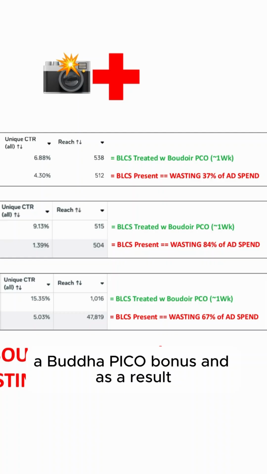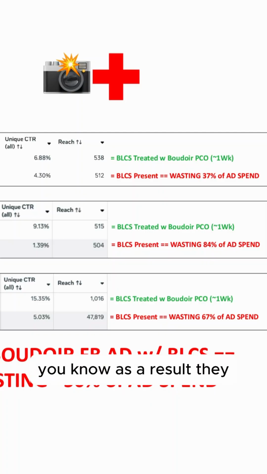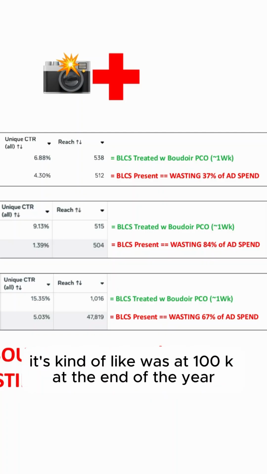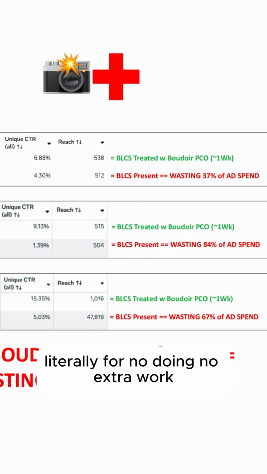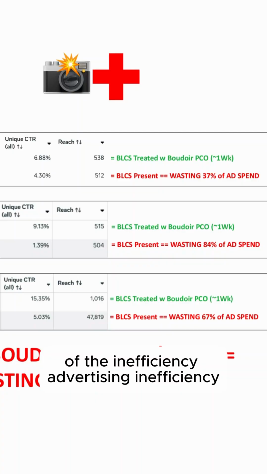And as a result, they get a bonus. It's kind of like, was that 100K at the end of the year, literally for doing no extra work, simply getting rid of the inefficiency, advertising inefficiency.